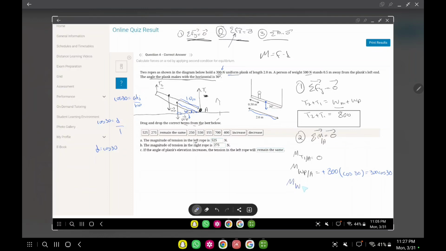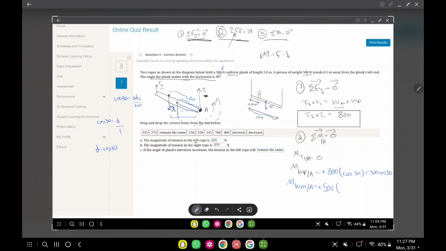Next, moment of the weight of the man around A. Again, the direction will be counterclockwise, so it's going to be positive. The force, the weight of the man, is 500. What's the distance? Let me erase shortly, hold on. It's too crowded. If you extend A, it's going to be perpendicular, right? So do we need to resolve? No. So we take the force as it is, 500, but we need this distance over here. How do we find this distance? Same exact way.